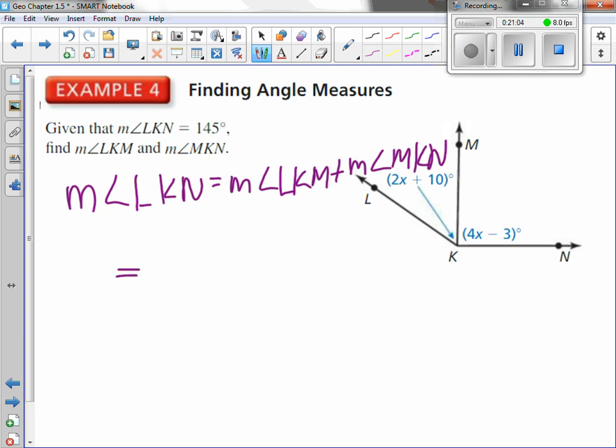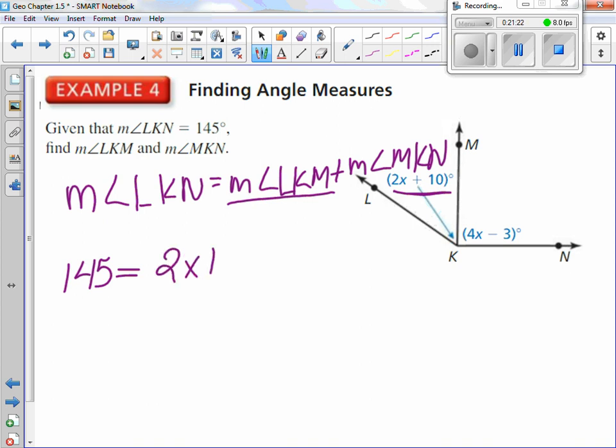So what's the whole angle? I'm going to put it here. What's the measure of LKM? It doesn't have a number, does it? It's 2x plus 10, isn't it? That's what it's pointing at. So we'll put that down, 2x plus 10. What's the other one? 4x. Because these two angles added together will equal what? Yes.